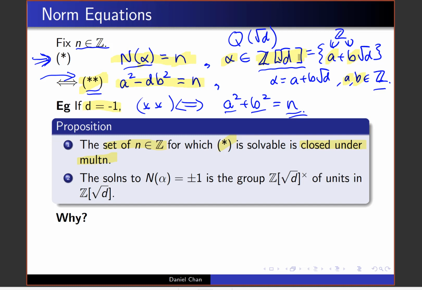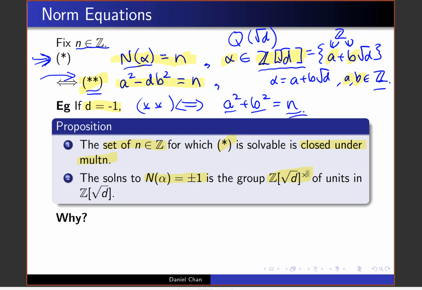Okay, so let's look at a specific equation. Or rather 2 equations here. We're going to look at norm of alpha is equal to 1 and -1. And let's put all the solutions of those 2 equations together. Then that turns out to be something rather interesting. What is that? It's a subset of Z[√d]. And what subset is that? It's actually just the group of units, so hence the times in the superscript here to denote the set of units inside that. And we know that that's a multiplicative group. So that's rather nice, that this set of solutions has some structure to it.